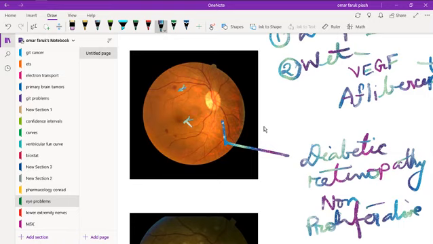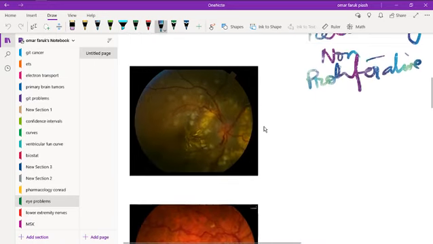On the other hand, in proliferative there is chronic hypoxia, which results in new blood vessel formation. So what you have to do is to stop the new blood vessel formation by giving anti-VEGF, that means vascular endothelial growth factor inhibitor. You can give bevacizumab here, or you can do retinal photocoagulation, and you can do surgery too.